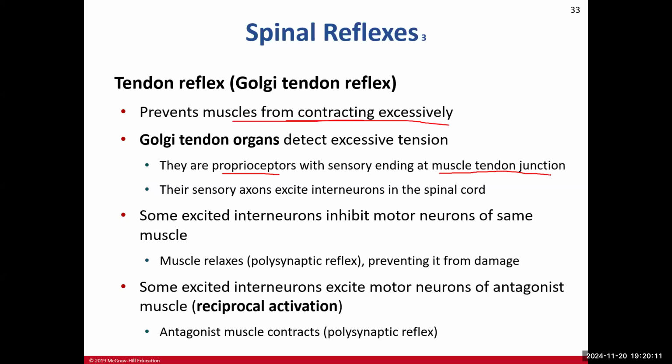Similar type of situation that we just saw on the previous slide there, right? So those sensory axons are being stimulated because you're over-contracting that muscle. And so they're going to then do something completely opposite. We just saw reciprocal inhibition in the previous example. Now we're going to see something called reciprocal activation. So we're going to shut down the muscle that's overly contracting in this case. So these sensory neurons are going to stimulate the interneurons that inhibit the motor neurons that go to the muscle that's overcontracting. But at the same time, we're going to stimulate the antagonistic muscle group and cause that muscle to contract.